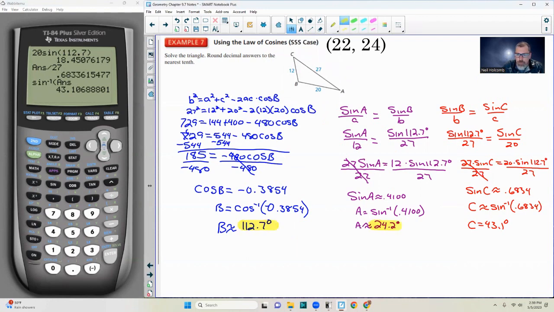112.7, 24.2, 43.1. Now, if I were to add all of those up, I should get 180 degrees. The other way, instead of doing this in red over here, I could have done the triangle sum theorem after doing what I did in purple. Either way, you get the third angle. Okay, so now you should be able to do problem number 24 and 22, 22, and 24 in your exercises.